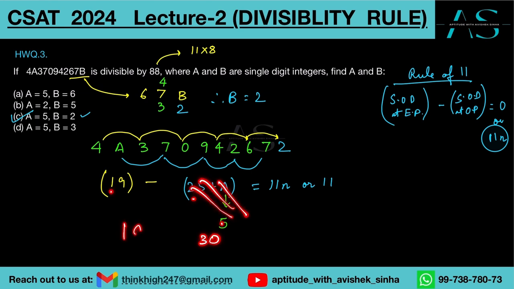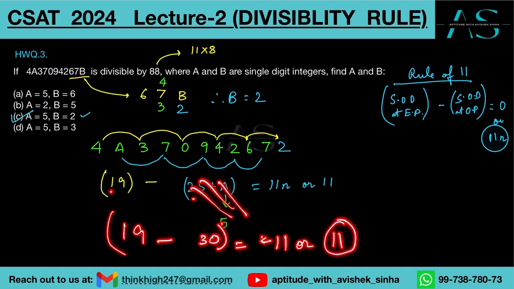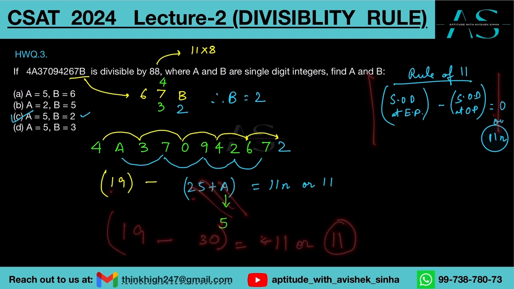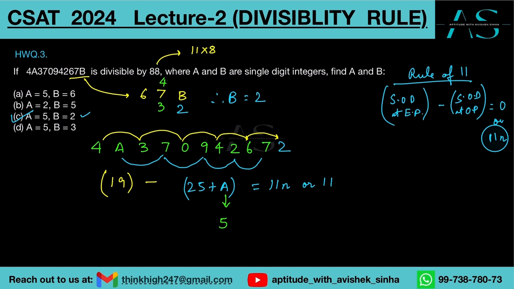This becomes 19. 19 minus 30, what is the difference? Minus 11 or simply 11, because we tend to omit the negative sign. This is always in terms of modulus difference. We are only looking for the difference and nowhere do we focus on the negative or positive sign. So we have A as 5 and B as 2. We had it in option C. And that is how you can always mark your questions. I hope these 3 questions are clear to everyone. No doubts here.